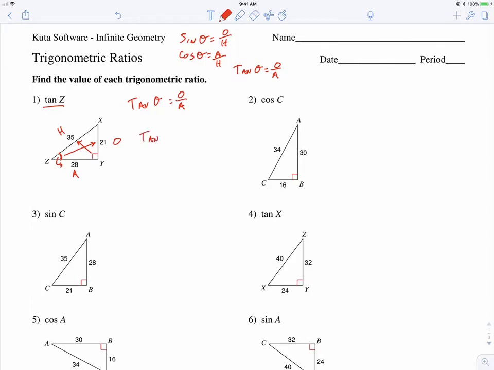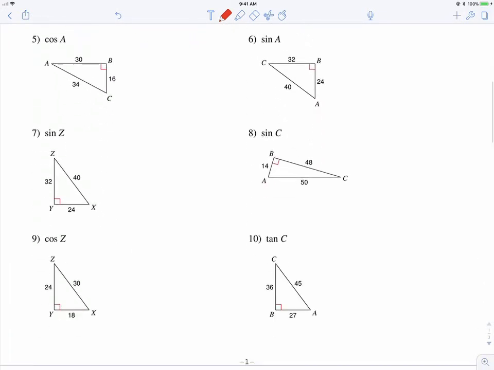So they want opposite over adjacent. So I say tangent of angle Z is 21 over 28, and that reduces to 3/4. So you also want to make sure you reduce your fractions. So that's how you do that part. So I'll say that tan of Z equals 3/4. These are all just kind of the same thing over and over.